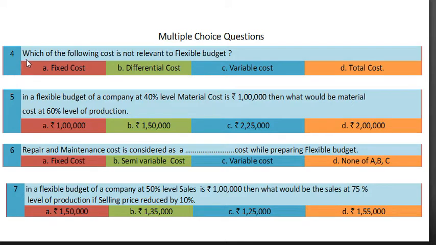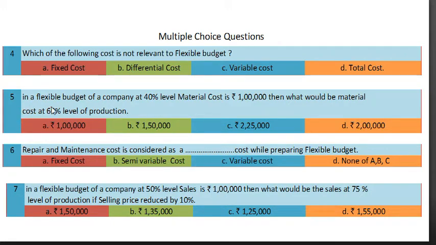Next, number 4. Which of the following cost is not relevant to flexible budget? Option A, fixed cost, option B, differential cost, option C, variable cost, option D, total cost. Students, fixed cost, variable cost and total cost are considered in flexible budget. So our answer is B, differential cost is irrelevant cost for flexible budget.